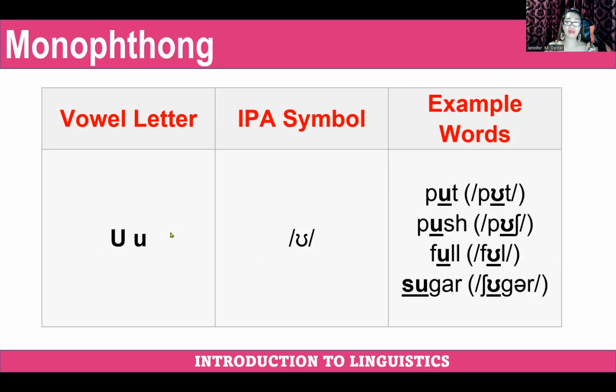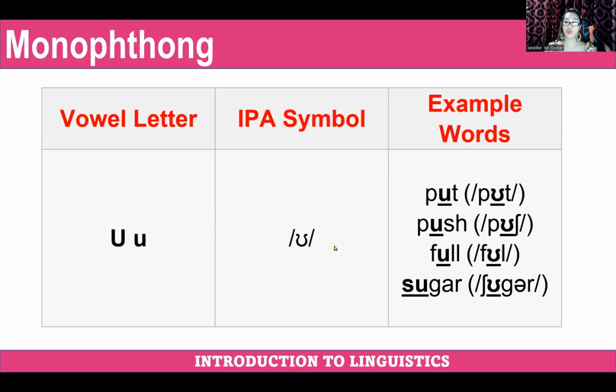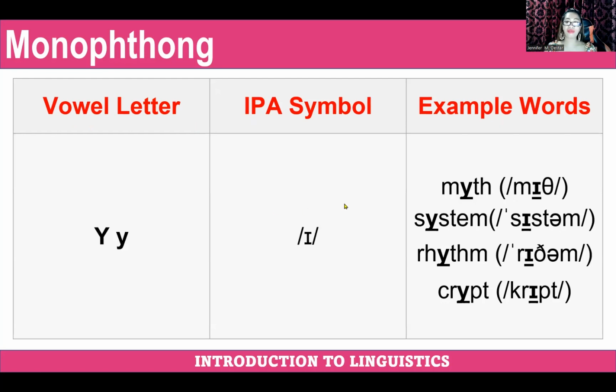Next, another vowel letter of U is the U sound. Put, push, full, and sugar. So put, push, full, and sugar. The U sound. So let's differentiate. This is the A, as in aspirated. This one is U.